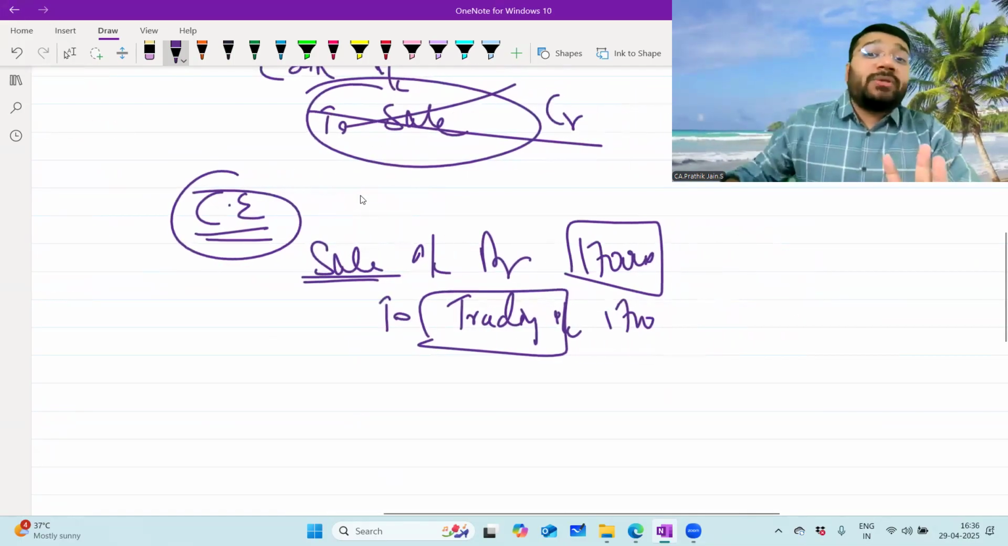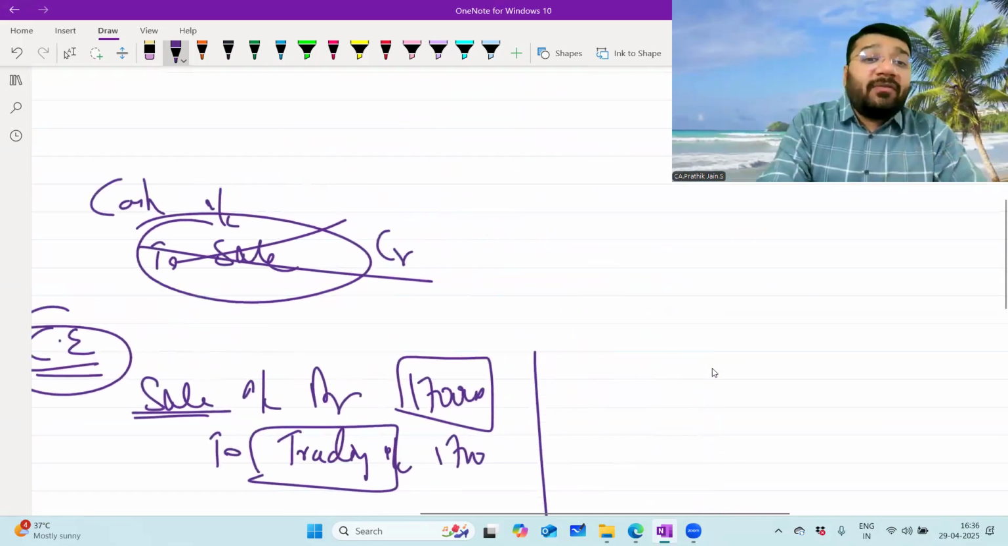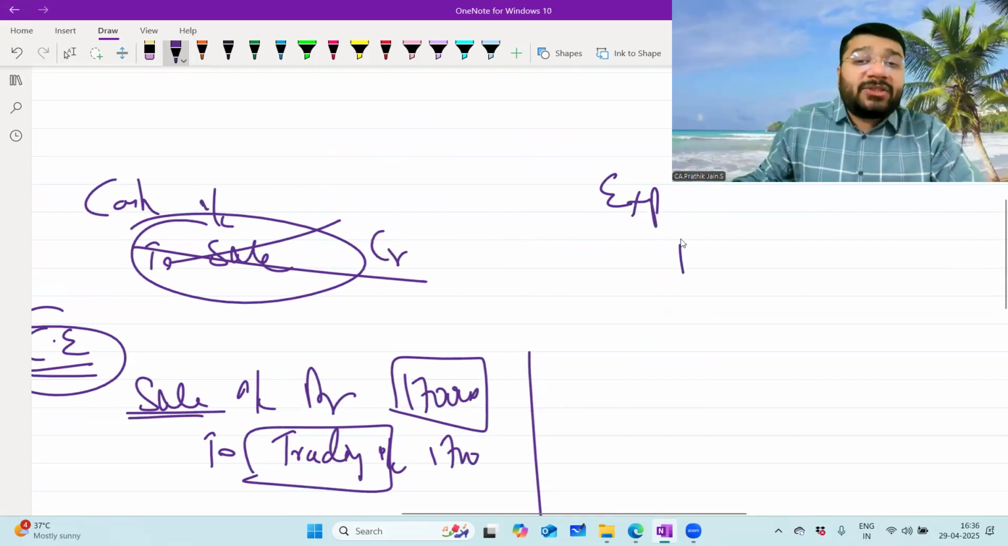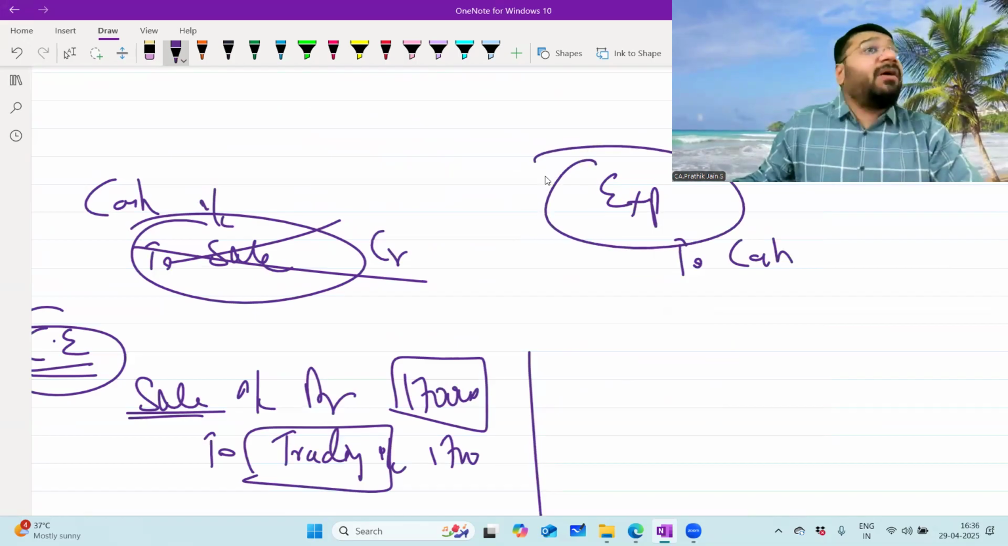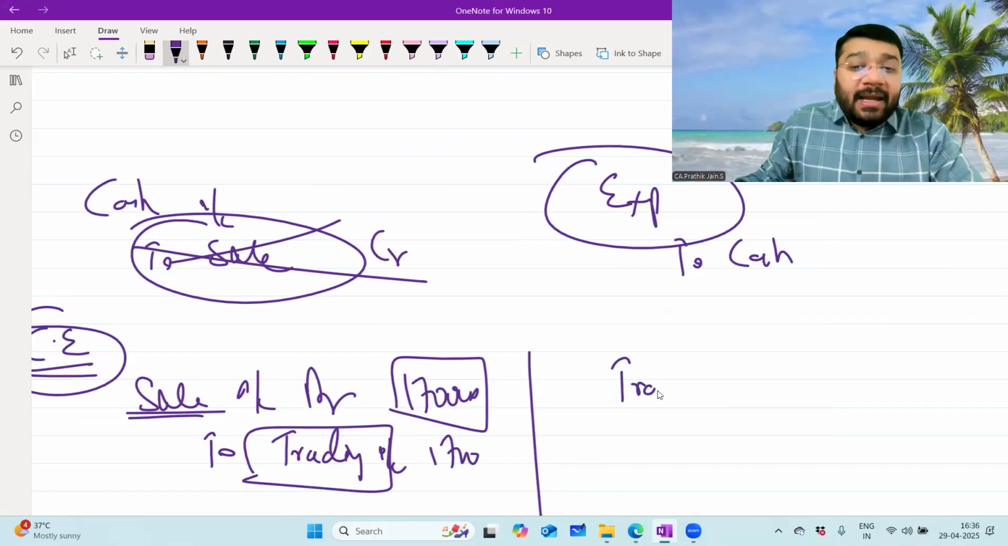No. This was the closing entry for an income item. What is the closing entry for an expense item? For expense, it is going to be expense to cash. So to create expense, you give a debit. To close expense, credit. So what is my closing entry? Trading account debit or P&L account debit to expenses.